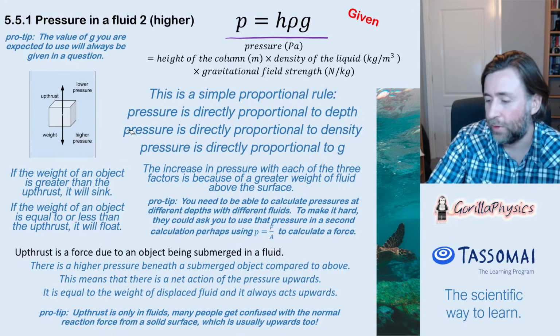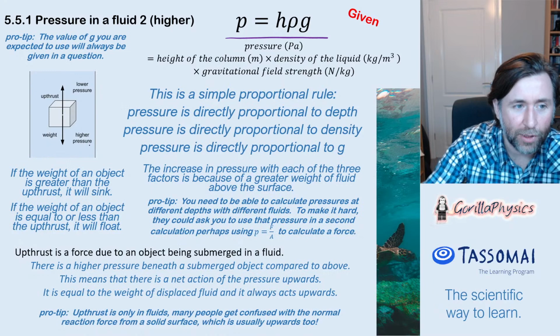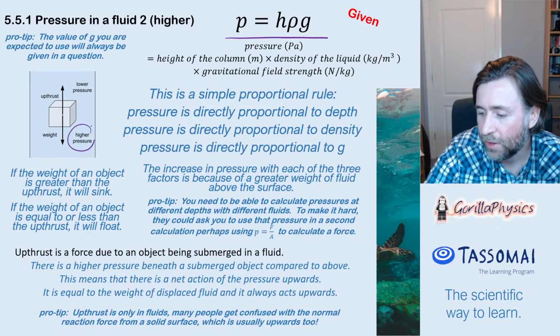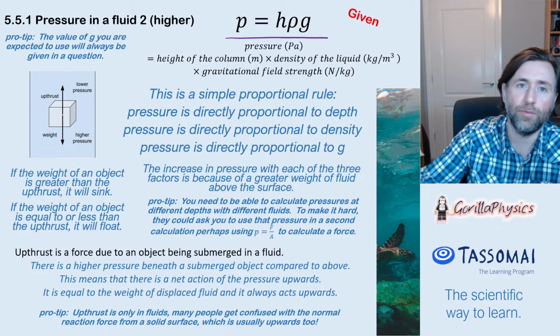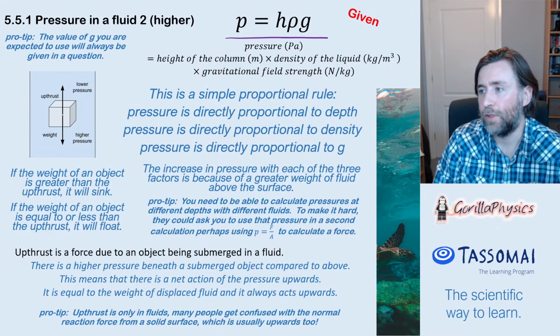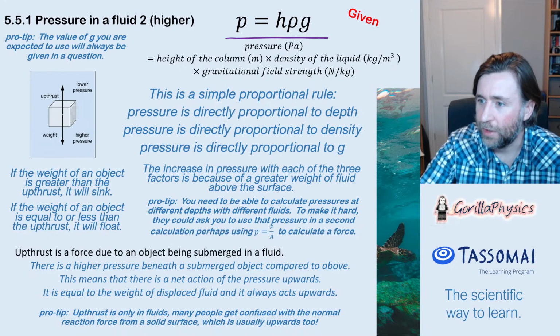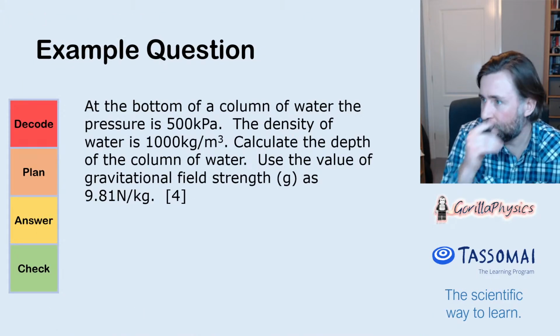This is a really nice bit as well, because it also explains where upthrusts are from. So an upthrust is caused by there being a higher pressure underneath an object than there is above an object. So overall, there's an upwards action of those pressures, if you like. An upthrust is the force due to an object being submerged in a fluid. What we're going to do is use that equation.